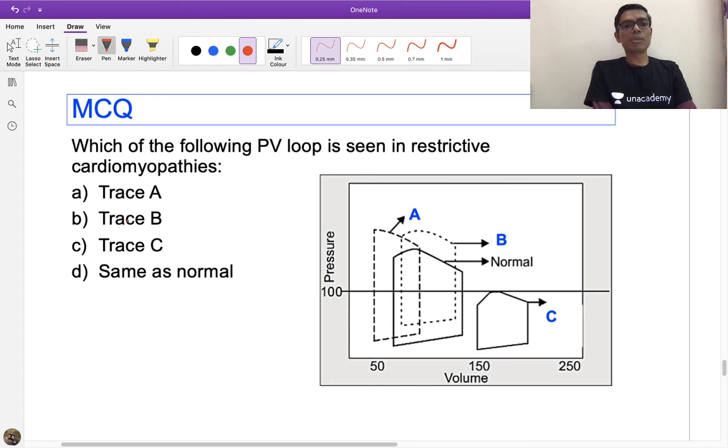Okay. Now look at this curve. Which of the following PV loop is seen in restrictive cardiomyopathy? Okay, restrictive cardiomyopathy. Initially in the discussion I told you that if there is a restriction in the ventricle in the form of fibrosis or scarring, then the curve generally shifts upward. So you look at all these curves, the curve which is shifting upward mainly, that is B, that indicates restrictive cardiomyopathy.